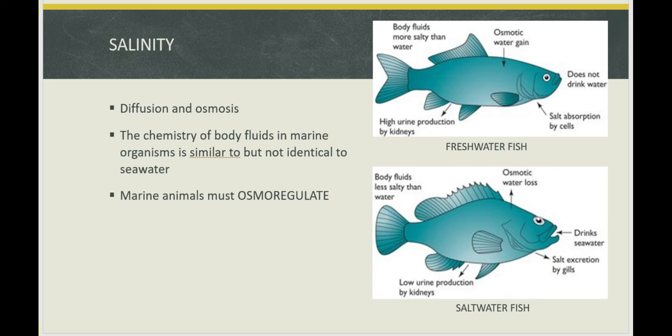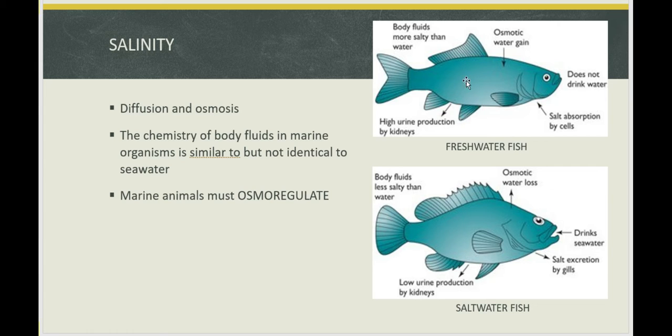All right. Marine animals want to osmoregulate. That means they want to regulate the osmosis that occurs in their bodies. They don't want water to just move out of them into seawater, so they become dehydrated. Or if you're a freshwater fish, you have more salt than the surrounding water. You don't want water to just move into your body and not be regulated. All right, so freshwater fish and saltwater fish approach this differently.